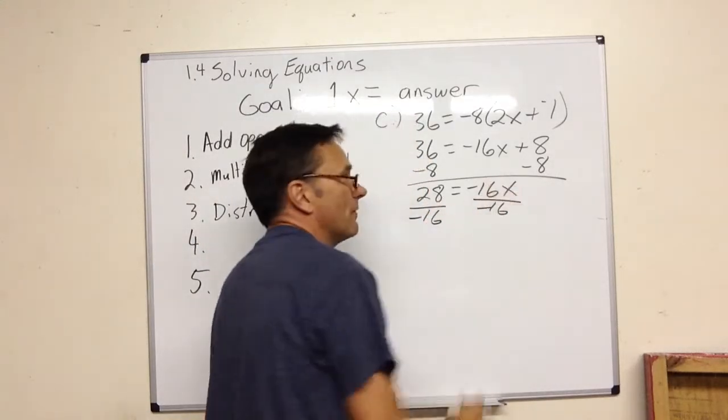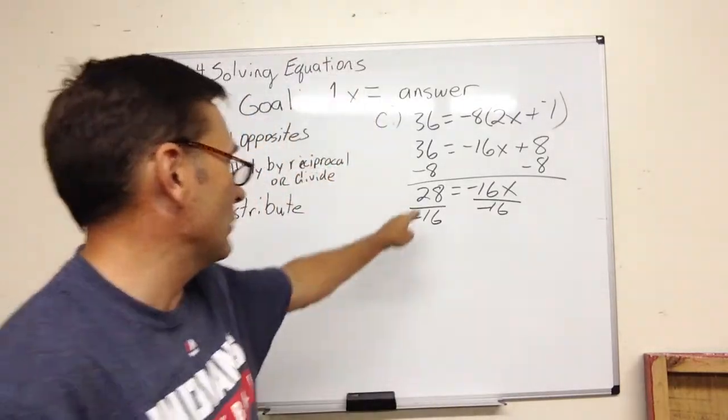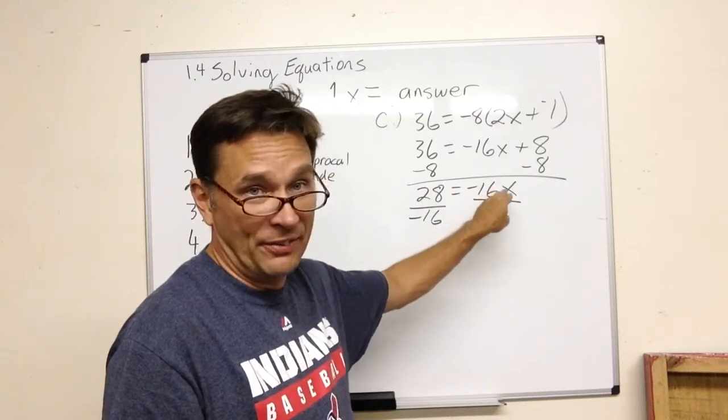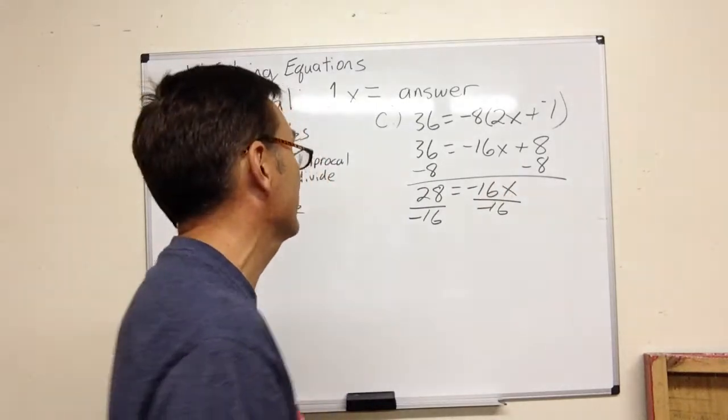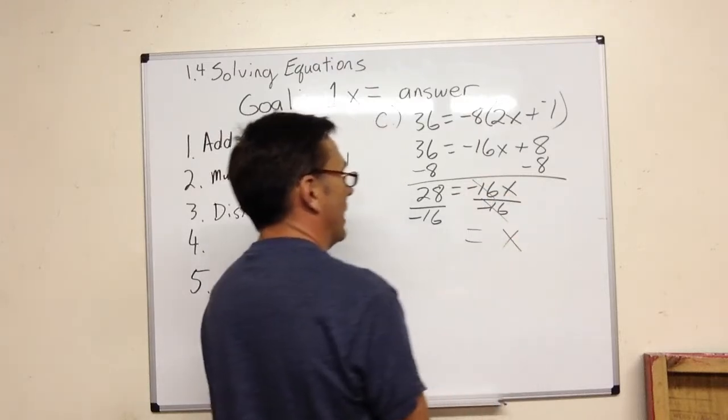And remember, we're always dividing by the number that's multiplying the variable. We don't want to divide by 28 here because it's on the left-hand side. We want to divide by the negative 16 because that's what's multiplying the x. These cancel out. We're left with our x value.